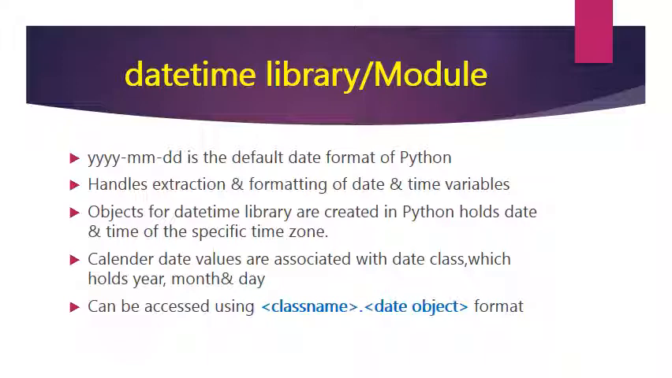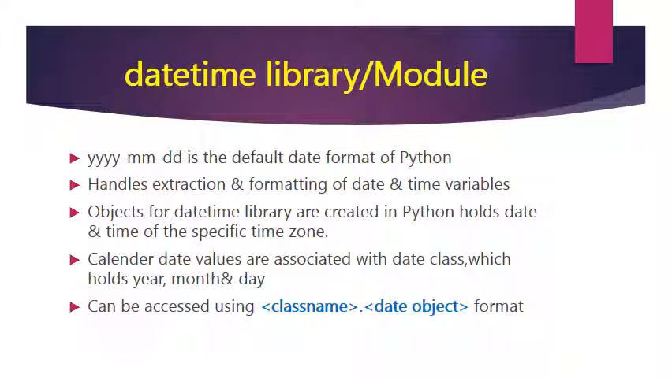Now we are going to see the datetime module. It is there by default in the Python library. It will help you to know the default date format in Python programs. It has 4 digits. The first 4 digits indicate your year, followed by a hyphen, the next 2 digits for your month, and the last 2 digits for the day. This particular module helps to do extraction and formatting of your date and time variables.